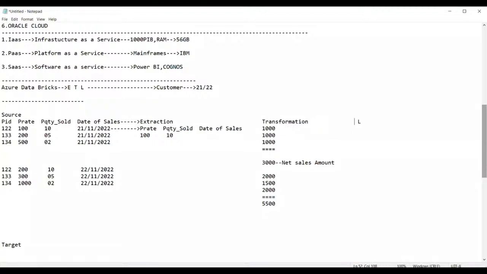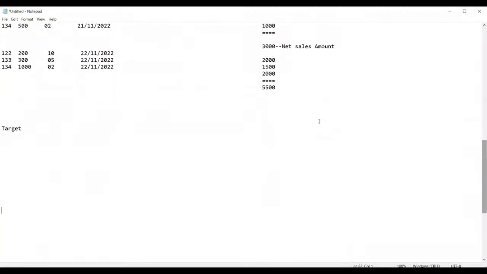It's done now. Finally, you will be loading. Where will you be loading the data, guys? Finally, you will be loading the data into the target. So how will I load the data? I will load the data like this. See here, I'm loading the data. Net sales amount. What is the net sales amount, guys? 3,000.